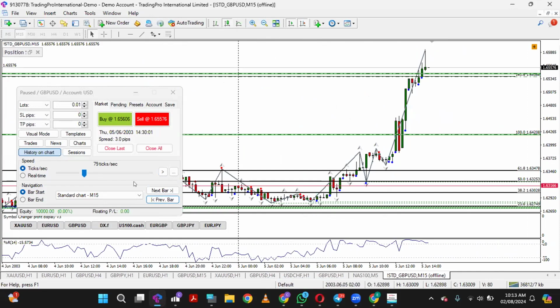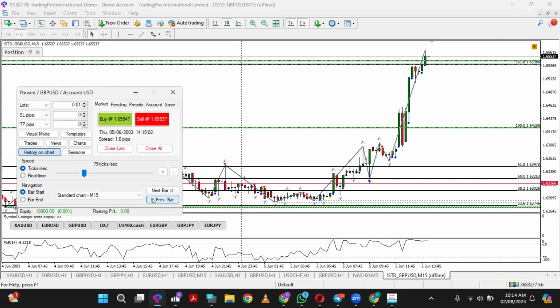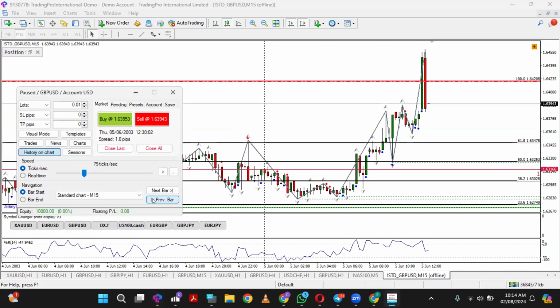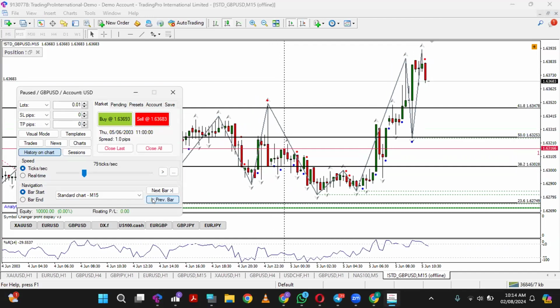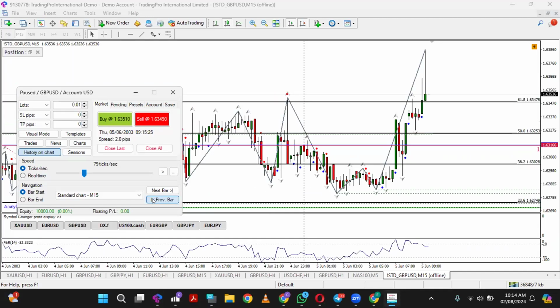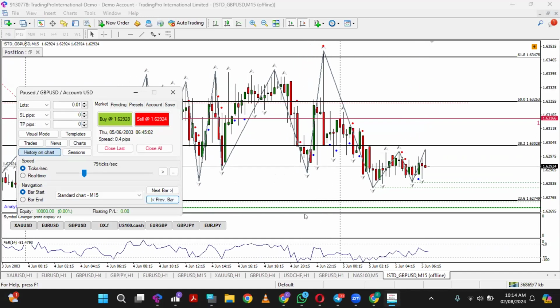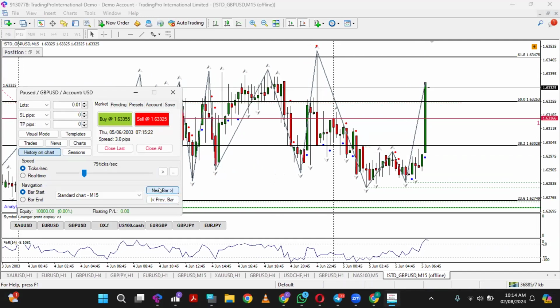Let me go back. Do you see the bars are moving backwards? So you can use it to rewind. Now let's say you have a break above here, and you want to see how this break moved. You now see the break. Now let's see the retest here. Let's say I want to place a buy limit here. You could come here, pending order, buy limit.